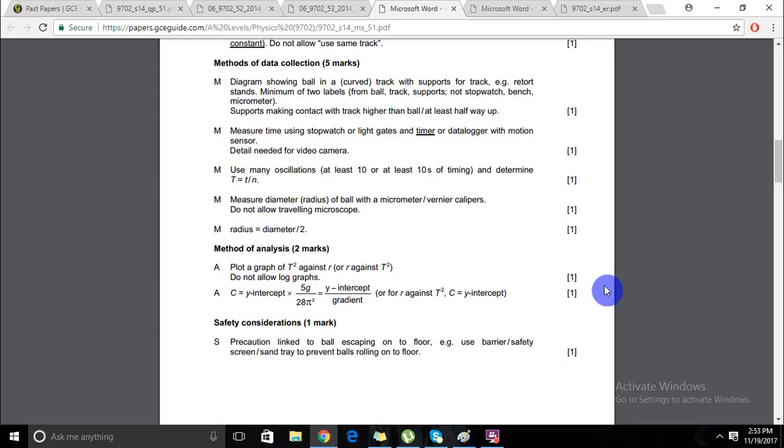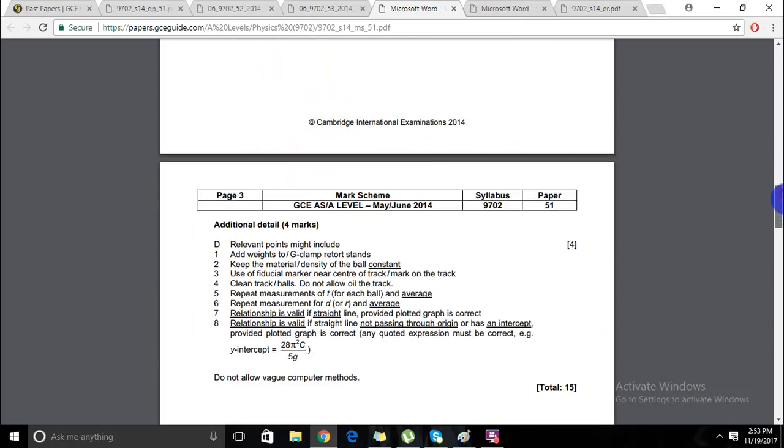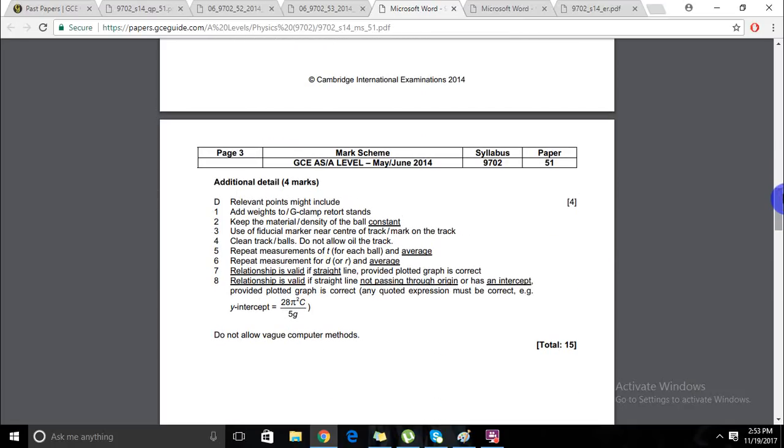For example, use a barrier or safety screen, 1. Again, keep the weight, add weights to the G-clamp retort stands. This is something I didn't mention, and you might lose marks for this. 1 mark.